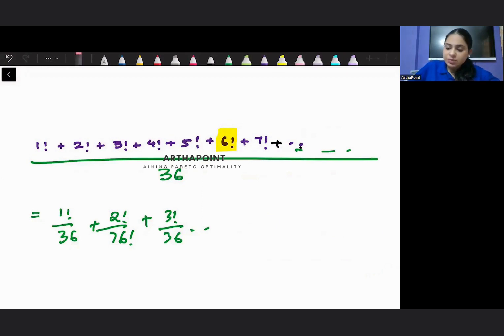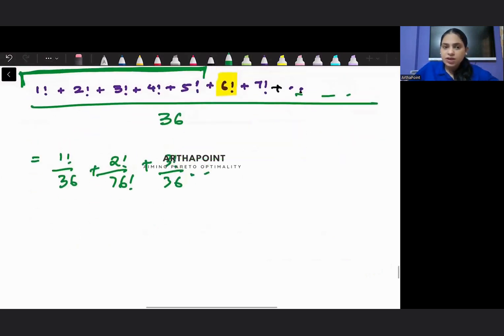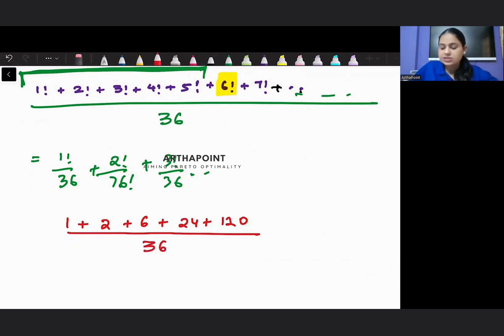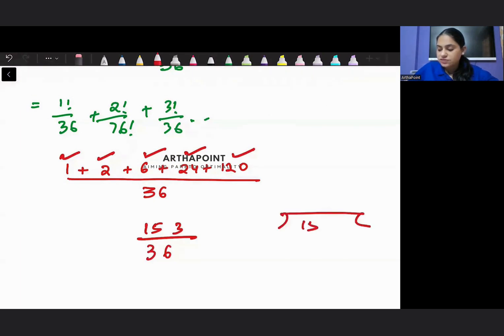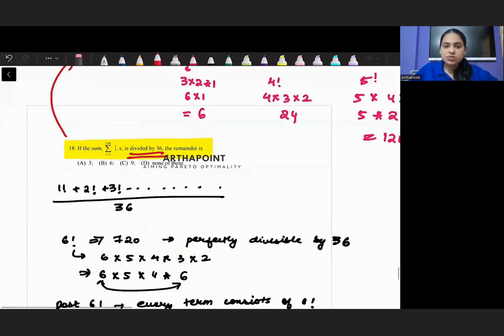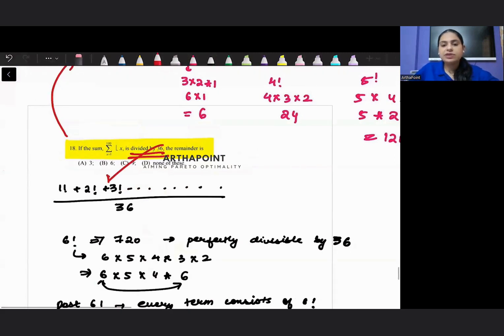So the remainder that I will be getting will be from the sum that I get from 1 to 5 factorial. And now I know that 1 factorial is 1, 2 factorial is 2, 3 factorial is 6, 4 factorial is 24, 5 factorial is 120, divided by 36, right? So this gives me 30, 150, 153. So 153 divided by 36. And when I just divide 153 by 36, I will get the remainder as 9. So the correct answer to this question should be 9. The remainder will be 9.